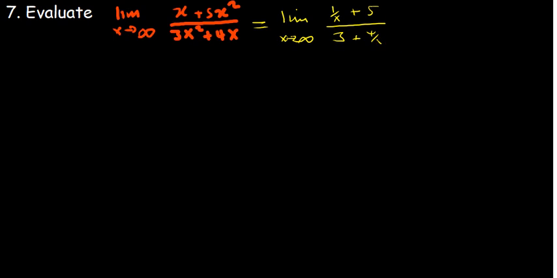So now we can directly substitute where there is x, we put infinity. That will be 1 over infinity plus 5 divided by 3 plus 4 over infinity. Whenever you divide a number by infinity it is 0, just like when you divide a number by 0 it is infinity. So I'm just going to have 5 on top and also 3 down.